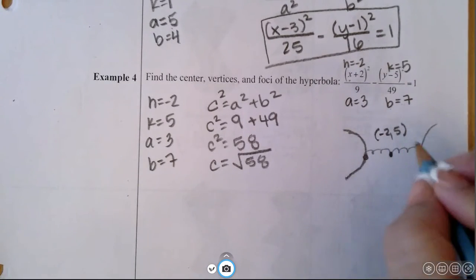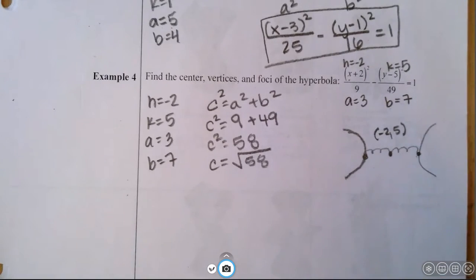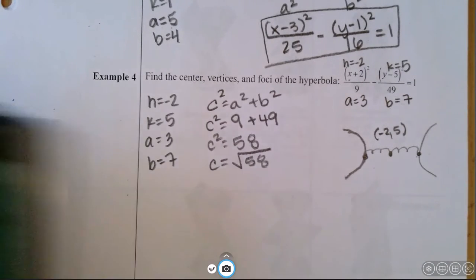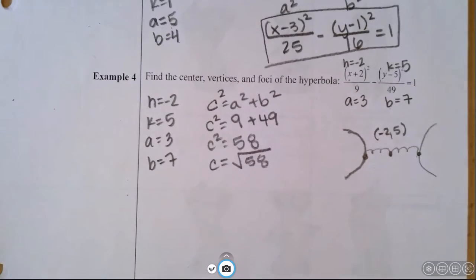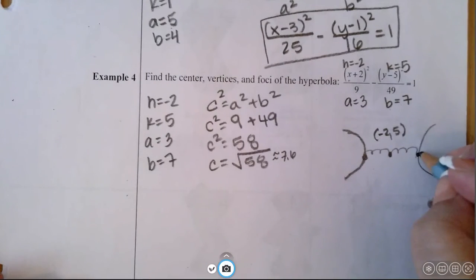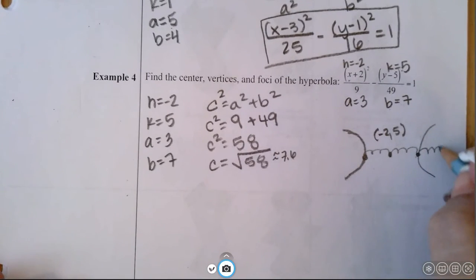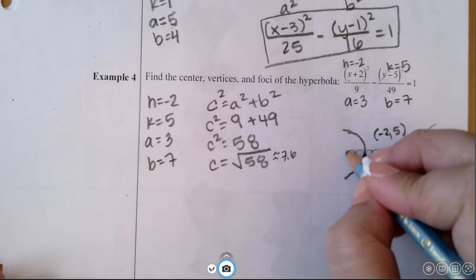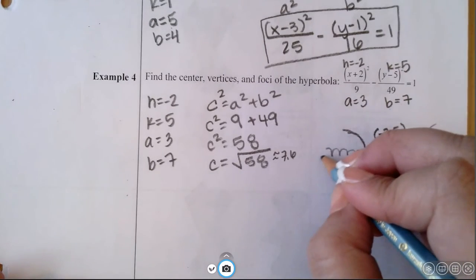So then we could say the distance here to here is the square root of 58. Again, let's check how far that is. Square root of 58 is about 7.6. So that means the distance here is going to be 1, 2, 3, 4 and a half. A little bit more than 1, 2, 3, 4 and a little bit more than a half.